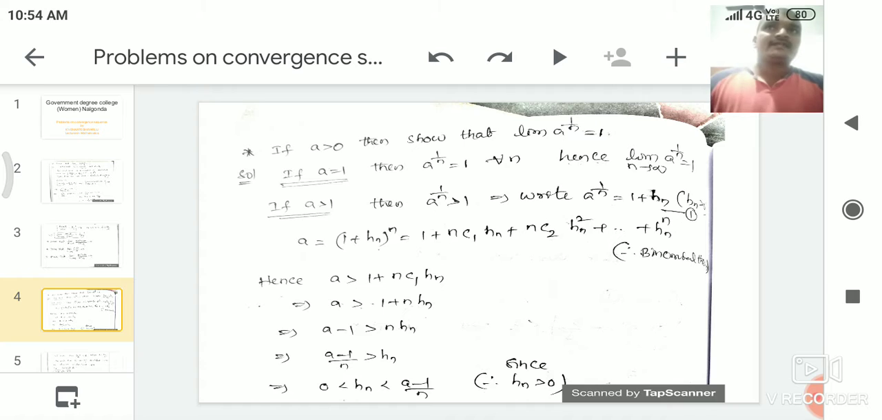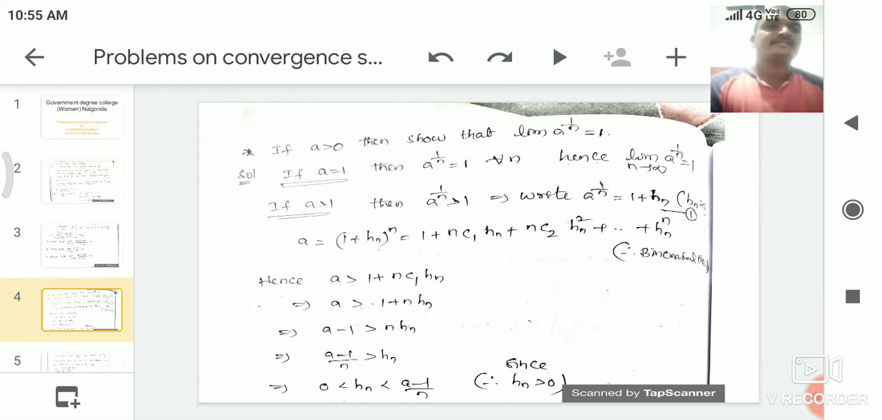So if a is greater than 0, what cases do we have here? Either a is equal to 1, or a is greater than 1, or a is less than 1, that is 0 less than a less than 1. The already given condition is a greater than 0. Then we have 3 cases. First case: if a is equal to 1, what happened? If a is greater than 1, what happened? If a is less than 1, what happened? Here we see the 3 cases.